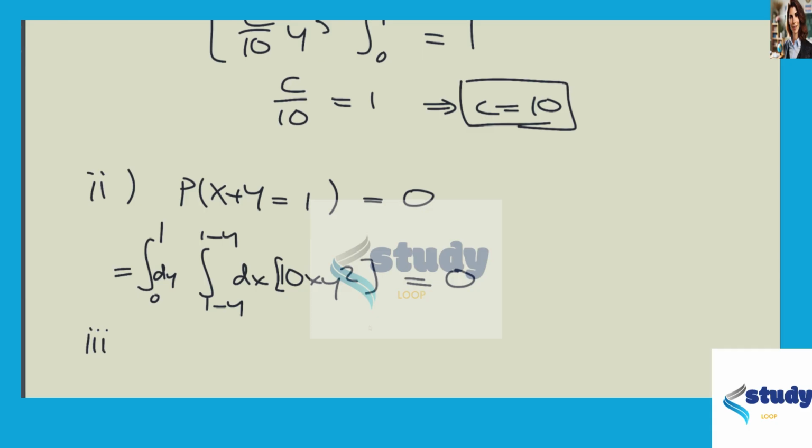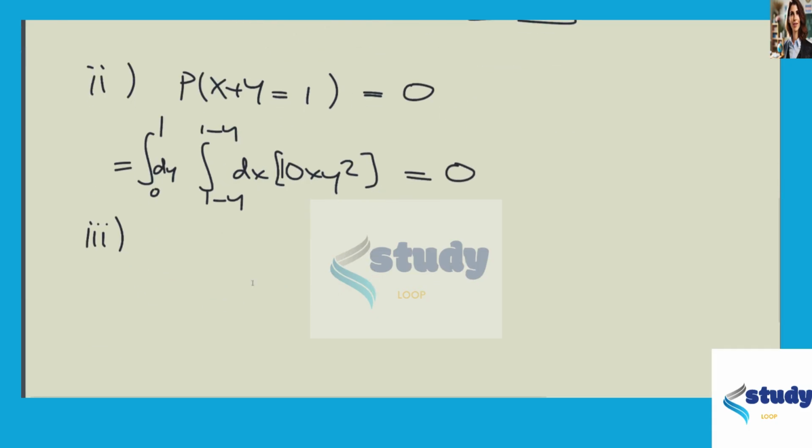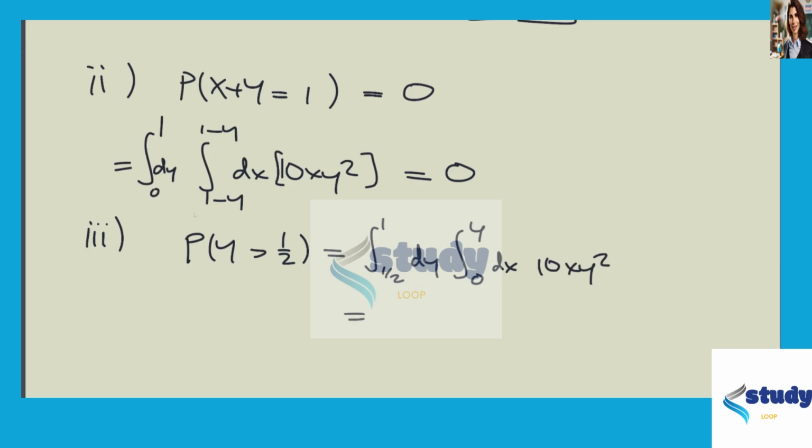Okay, now part 3, we need the probability that y is greater than a half. So this is going to be the integral from 1/2 to 1 with respect to y, and the integral again from 0 to y with respect to x of the integrand, which is 10xy squared. So from 1/2 to 1 with respect to y, then the x integral gives us 5y to the 4.